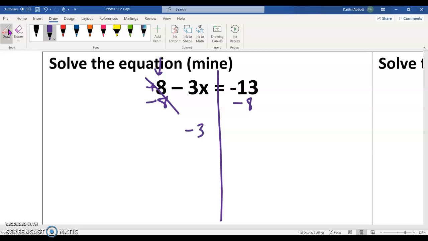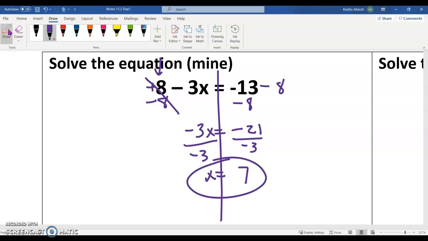Then I get negative 3x equals negative 13 minus 8. I'm minusing another 8. It's like if you lost $13, you lost another $8, and now we've lost $21 altogether. So then we have to get x all by itself, and so I'm going to divide by negative 3, divide by negative 3. x equals 21 divided by 3 is 7, and a negative divided by a negative is positive. Final answer of negative 7.